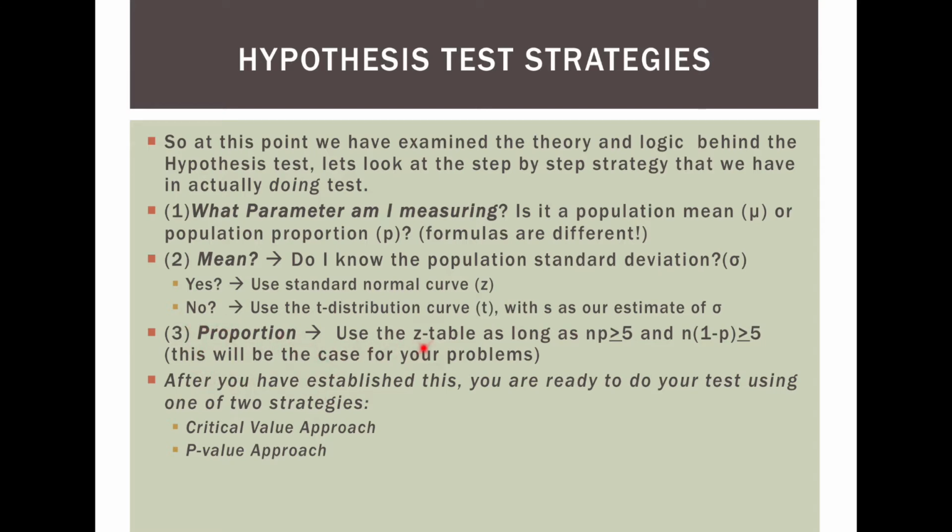If we have a proportion, then we're going to use the Z curve. And depending on the book you're using, sometimes it's n times P has to be greater than 5, or n times its complement has to be greater than 5, but other times it's 10. I think most books actually use 10 at this point. But regardless, this will always be the case for our problems that we're using.